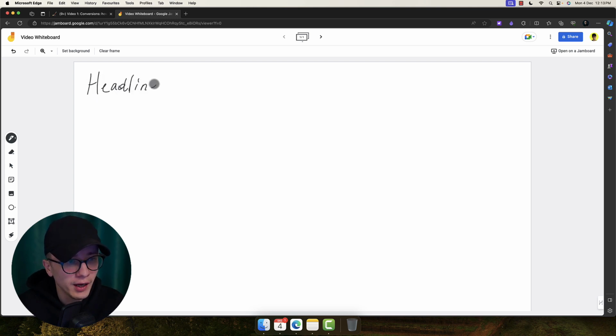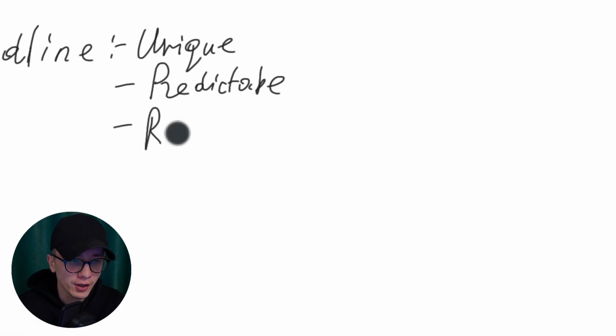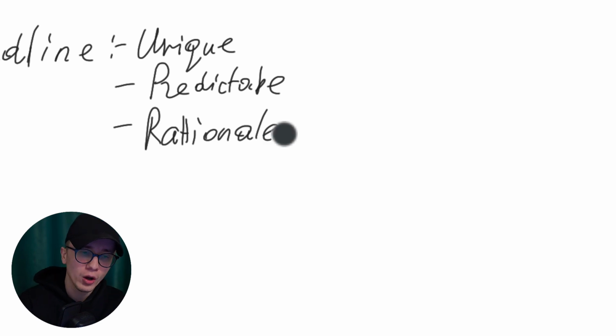Ideally, the headline needs to have 3 important aspects. Number 1, it needs to be unique. Number 2, it needs to be predictable. And finally, of course, it needs to be rational. I'm going to explain all of these in detail.